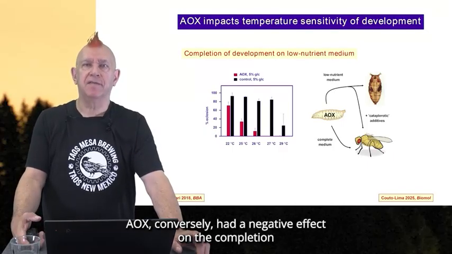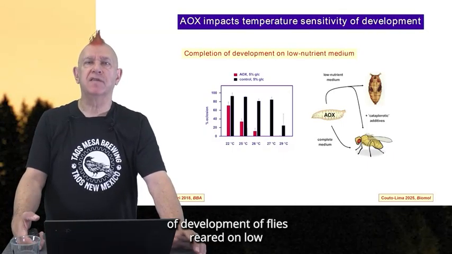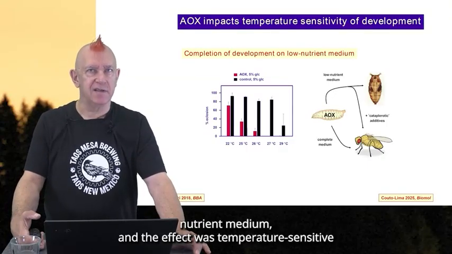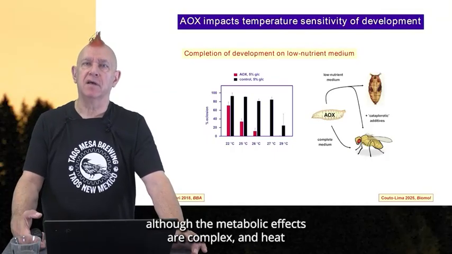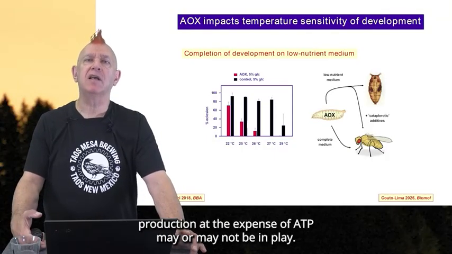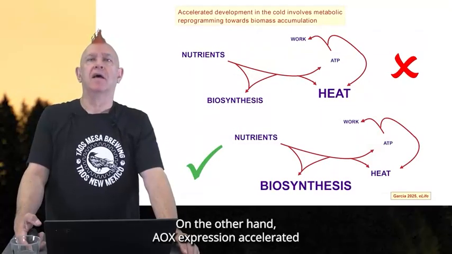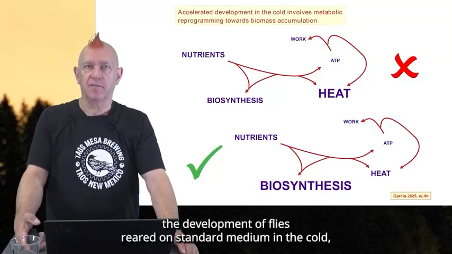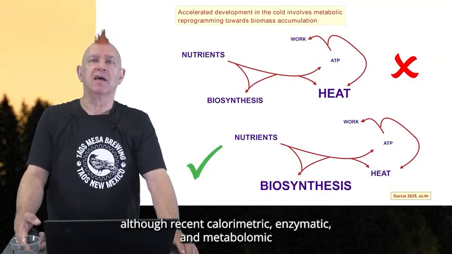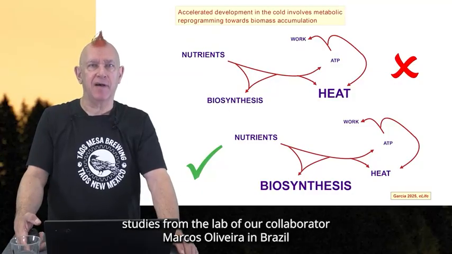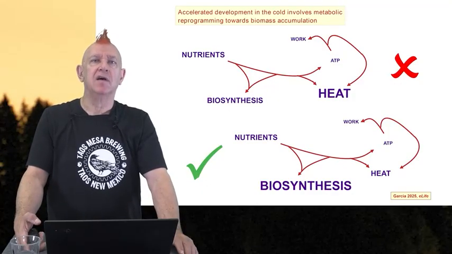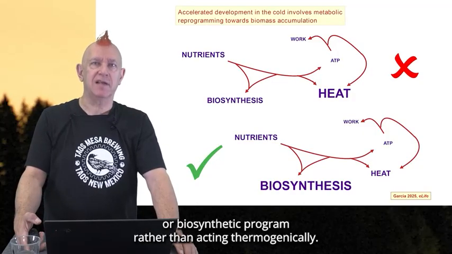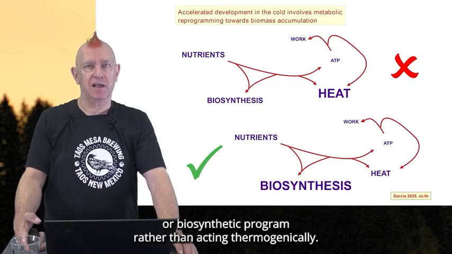AOX conversely had a negative effect on the completion of development of flies reared on low nutrient medium, and the effect was temperature sensitive, although the metabolic effects are complex, and heat production at the expense of ATP may or may not be in play. On the other hand, AOX expression accelerated the development of flies reared on standard medium in the cold. Although recent calorimetric, enzymatic and metabolomic studies from the lab of our collaborator Marcos Oliveira in Brazil showed that AOX expression diverts metabolism into a more proliferative or biosynthetic program, rather than acting thermogenically.